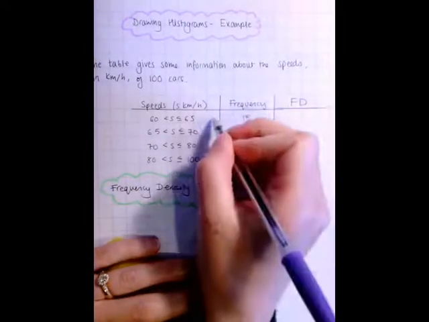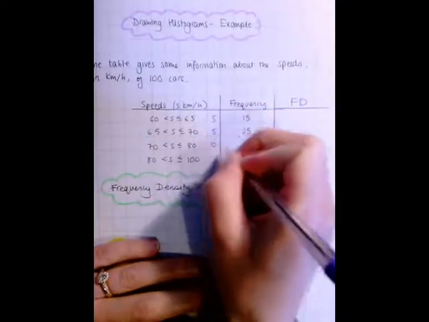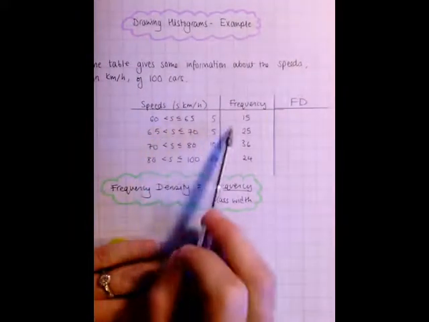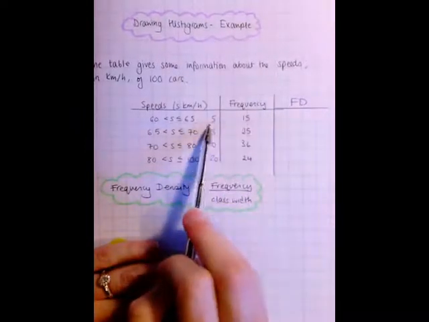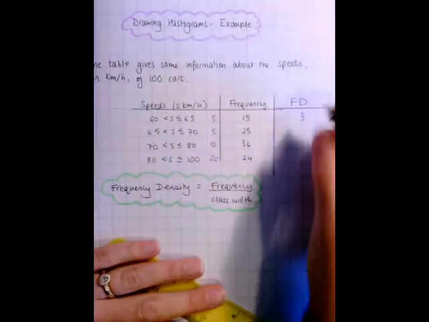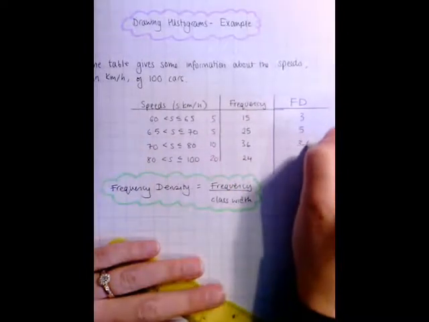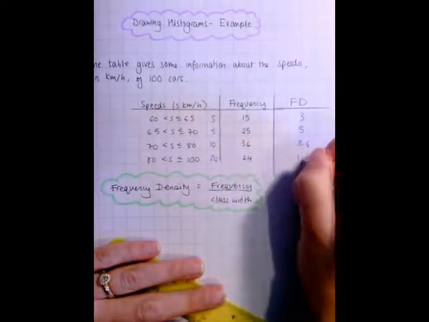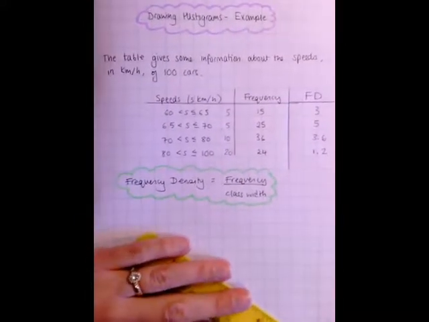So I'm just going to write down here the class widths that I already talked about. So it's 5, 5, 10 and 20. So that's how wide the intervals are. And then for each one I need to do the frequency divided by class width. So 15 divided by 5 is 3. 25 divided by 5 is 5. 36 divided by 10 is 3.6. And 24 divided by 20 is 1.2. Now, this would be a calculator question though, so you could always use your calculator if you weren't sure about those.